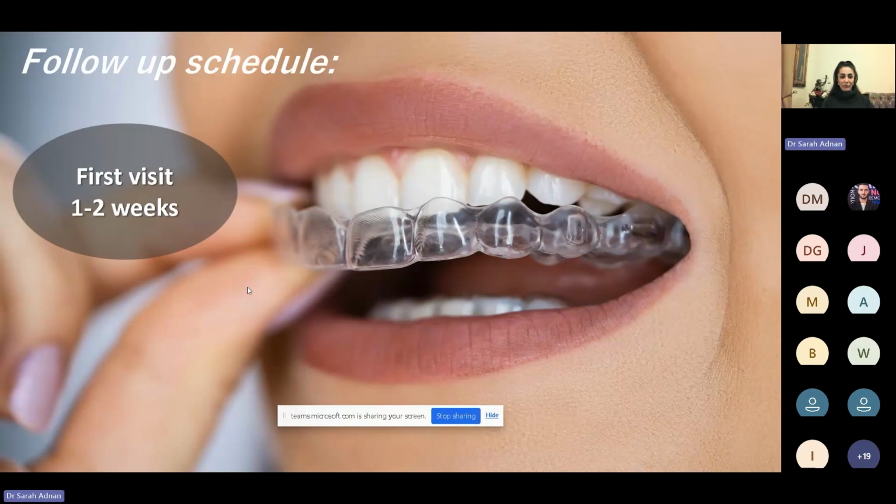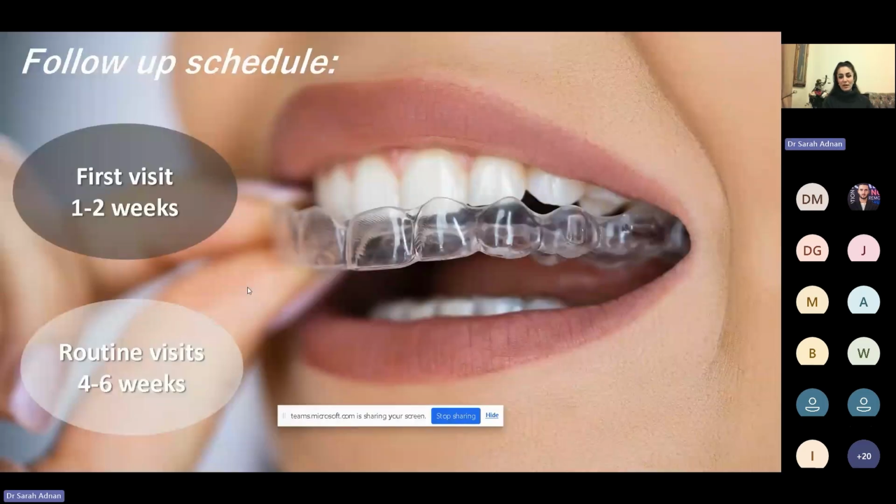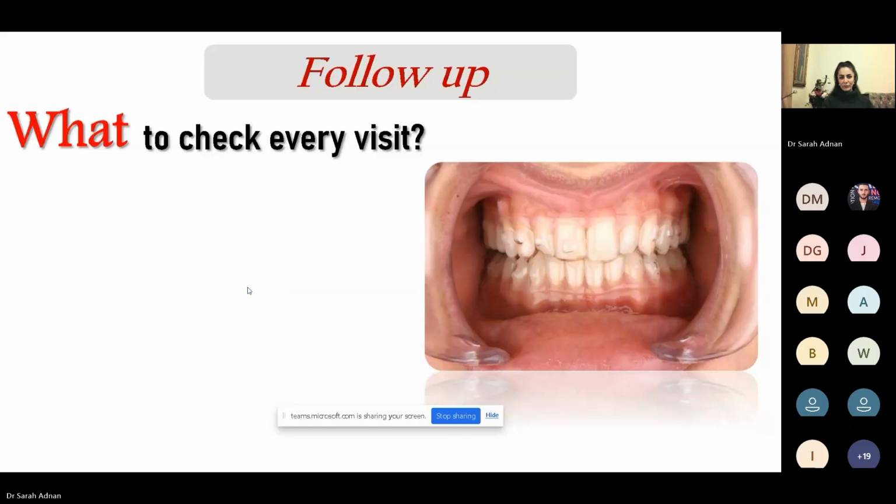So I recommend a first visit after 1 to 2 weeks. Then the routine visits are done every 4 to 6 weeks. You can do it every 2 months. It's possible, but not from the early beginning of the treatment. Make sure that the patient is compliant, is using the aligner correctly, cleaning the aligner correctly, using the chewies correctly. Then after that, you can give a longer appointment interval.